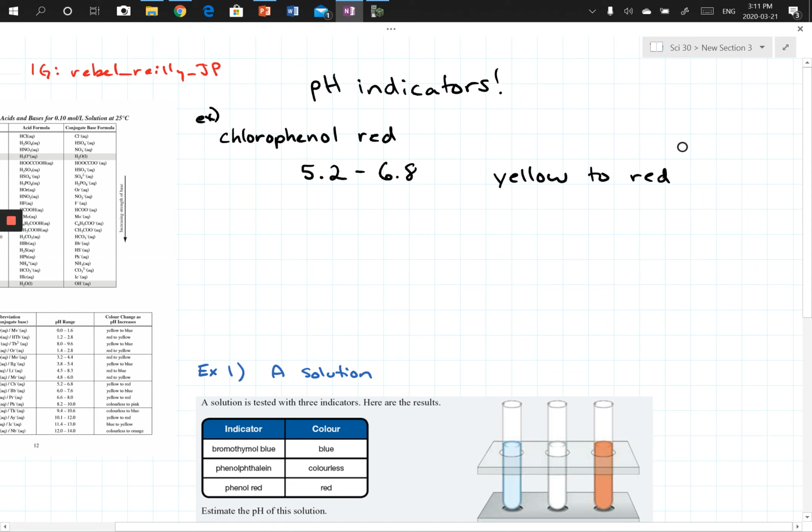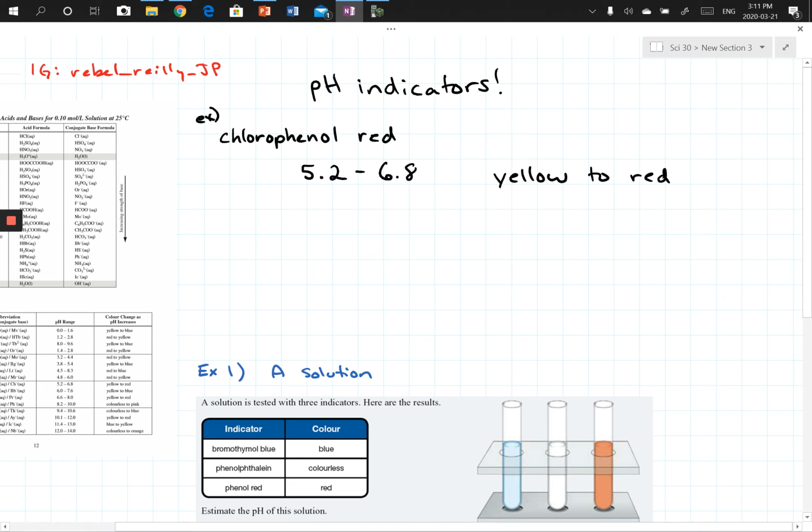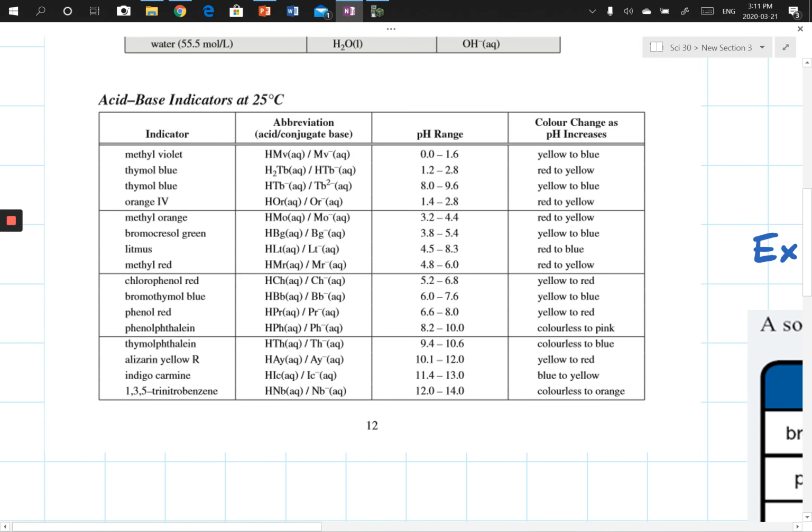We're going to look at some pH indicators and how to find the pH of a solution using indicators. What we need to look at first is on page 12 of your data booklet. You're going to see this table, and it shows all the common acid-base indicators and their pH range. This is what we want to pay attention to: the pH range, where the color change is going to happen, and what the color change is. Those are the two things we're going to need.